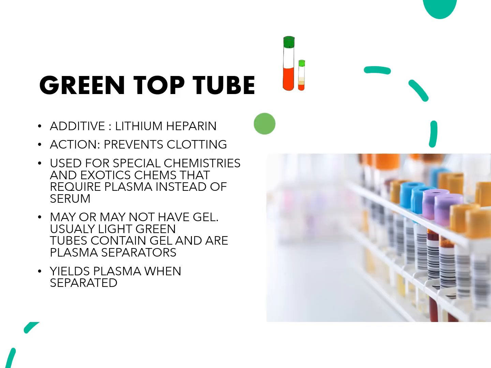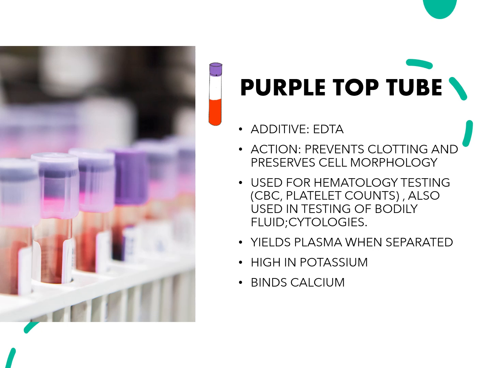After the serum separators comes the green top tube or the lithium heparin tubes. And again, these can be with gel or without. And the green top tubes, again, they have anticoagulants, so you wouldn't want that getting in your serum separator. And the purple top tube comes after the green top tube. Not only does the purple top tube have an anticoagulant that you wouldn't want to get in your serum separator, but these tubes are also high in potassium and they bind other ions like calcium.